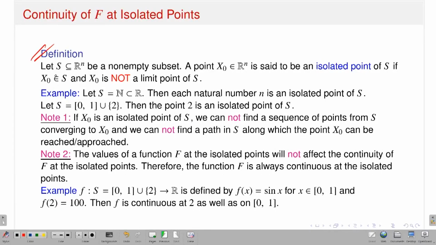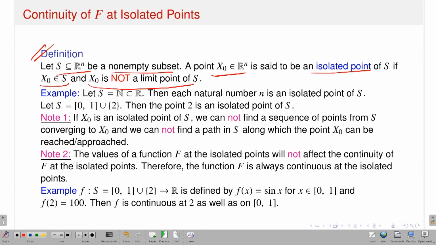If I start with a set S, a subset of Rn, as a non-empty set, a point x naught in Rn is said to be an isolated point. This is very important. Look at the definition very carefully. A point x naught in Rn is said to be an isolated point of S if x naught is an element in S and x naught is not a limit point of S.